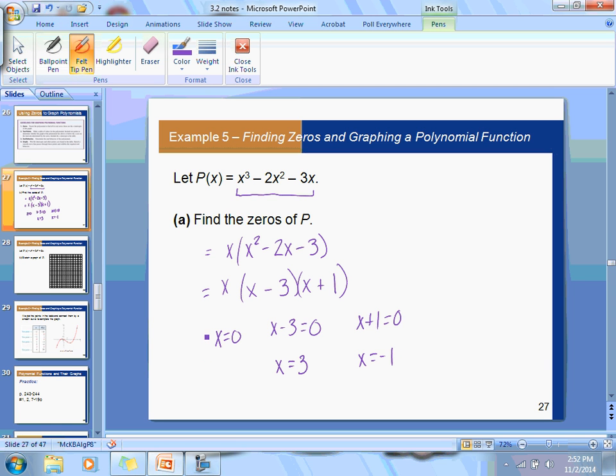Okay, so those are my 3 zeros for this function, my 3 solutions. So that's where the graph is going to cross the x-axis. That's where I'm going to have zeros in my y values, in my table of values.